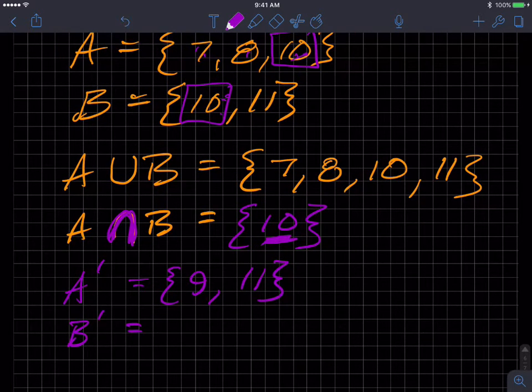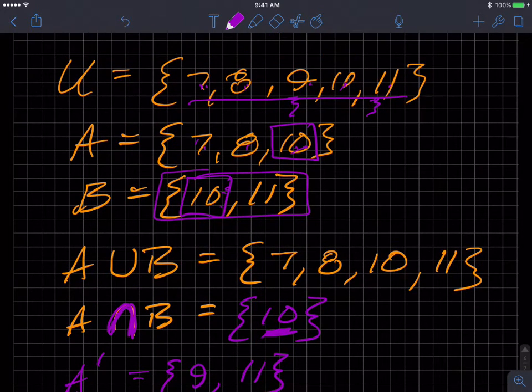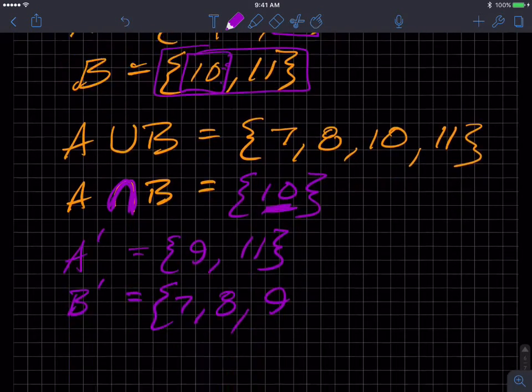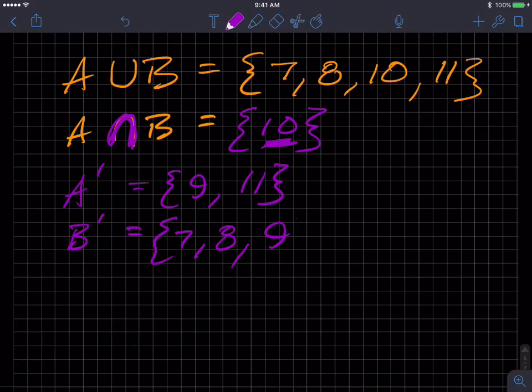Hit pause. So the complement of B would be whatever's not in B, which then would be 7, 8, 9, but 10 and 11 are in fact in B. So the complement of B is this. So then we can do crazy things like this.